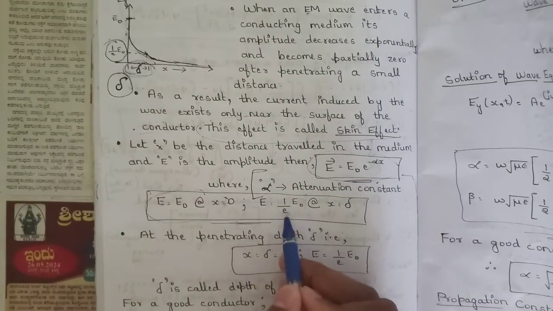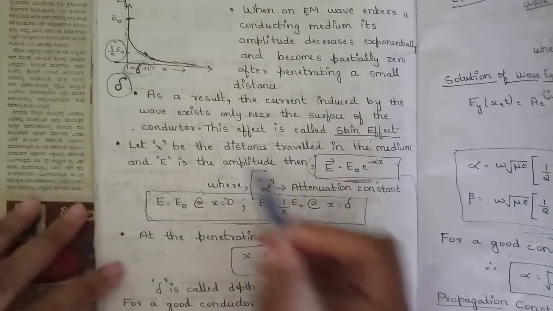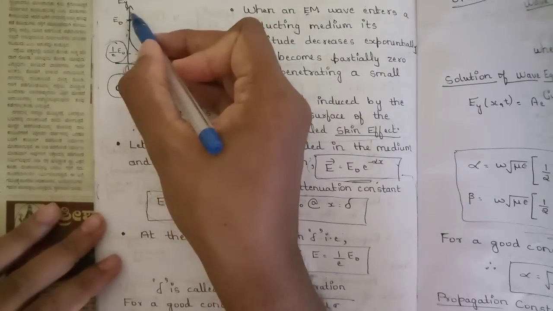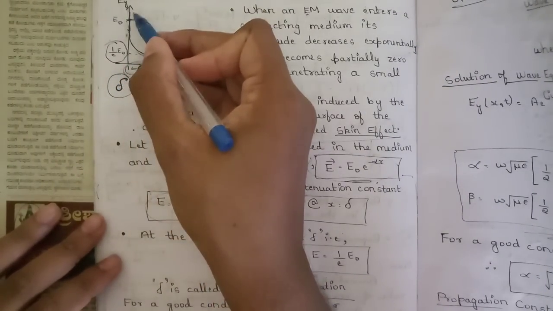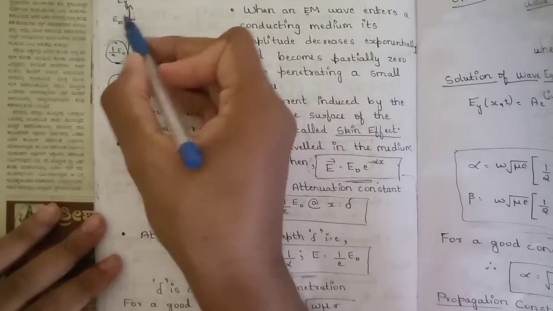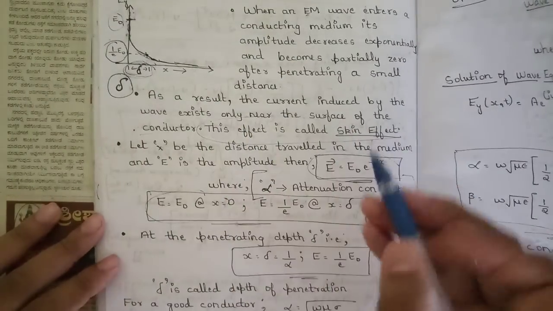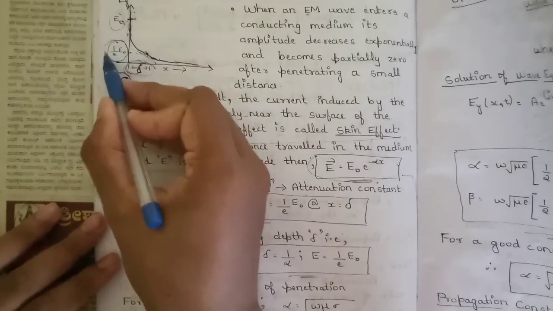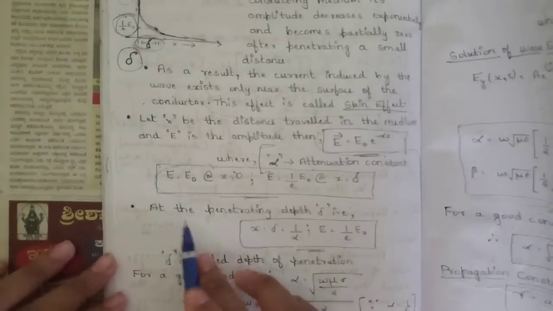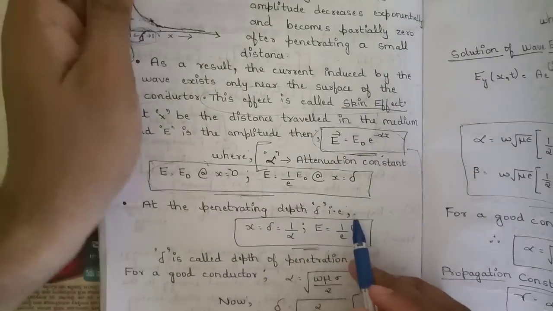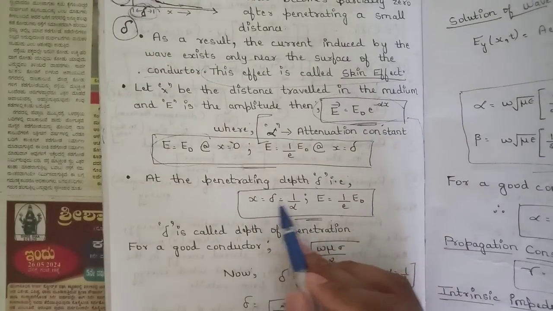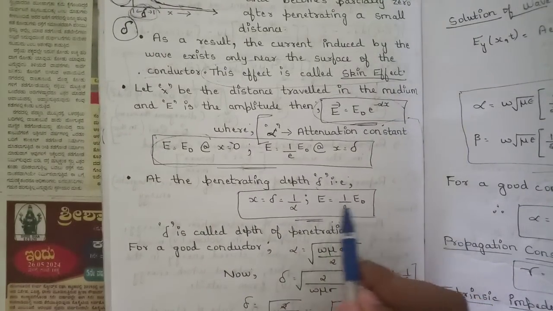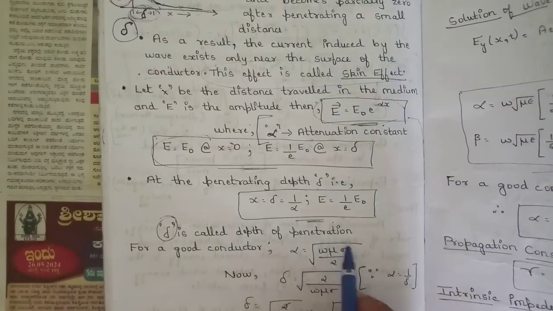Also E equals 1 by e times E naught at x equal to delta, from this figure. At x equal to 0, when the curve is at the origin, we get E equal to E naught, and at x equal to delta here, we get the relation E equal to 1 by e times E naught. So at the penetrating depth delta, that is x equal to delta equal to 1 by alpha, and also E equal to 1 by e times E naught, where delta is called the depth of penetration.